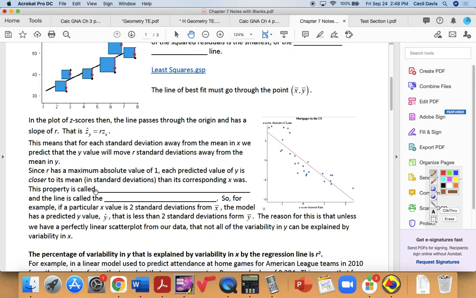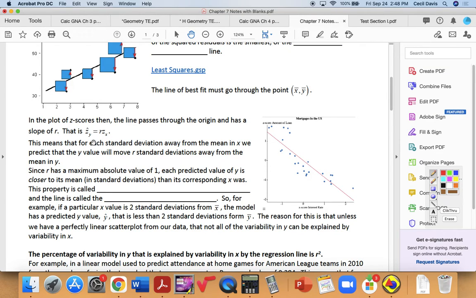That's a lot to take in. Okay, but let's think about that for just a second. So the predicted z-score for y is going to be r times the z-score for x in order to get our line. r is always between -1 and +1. So if z is 1 standard deviation away and r is 0.75, then my z-score for y would be 0.75 standard deviations away from its mean.